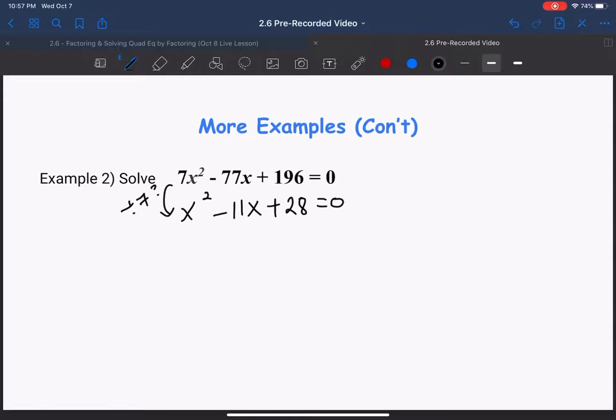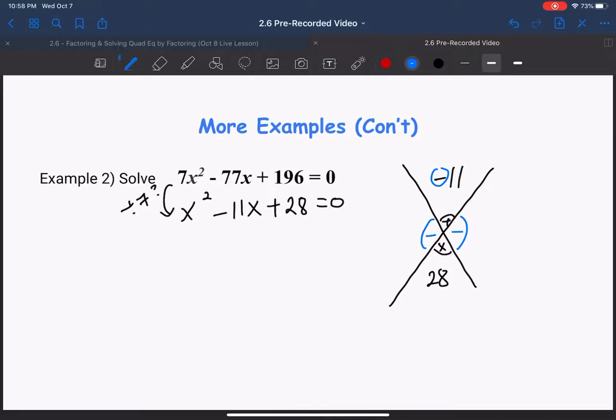There. Okay, so everything was divisible by 7, so now it's easier. Let's find 28 and 11. Okay, let's find the number that satisfies this. The product is 28, positive. My sum is negative 11. I have to come up with two numbers. When I multiply, it's a positive, but when I add, it's negative, which means they both have to be negative numbers.